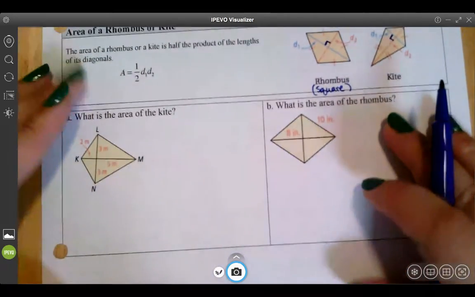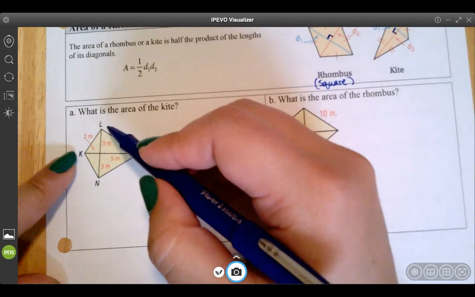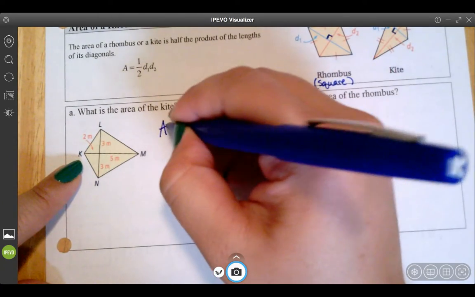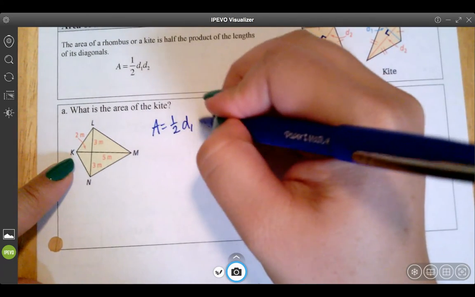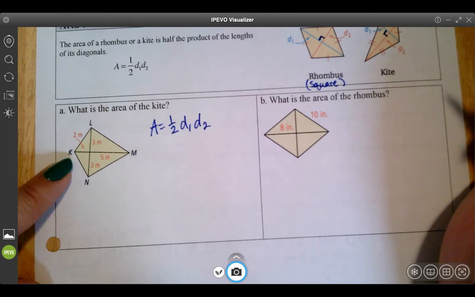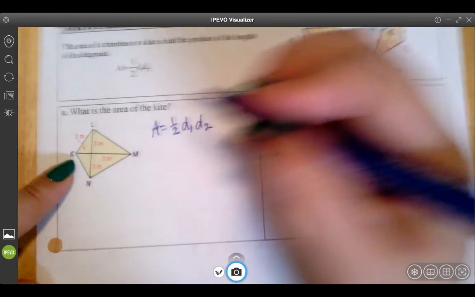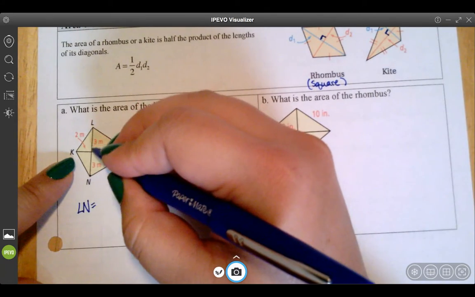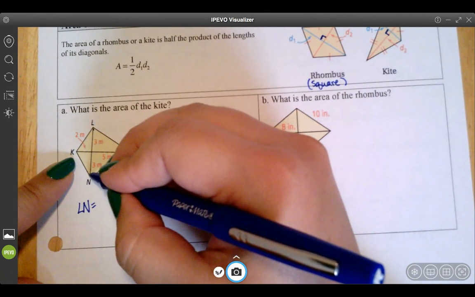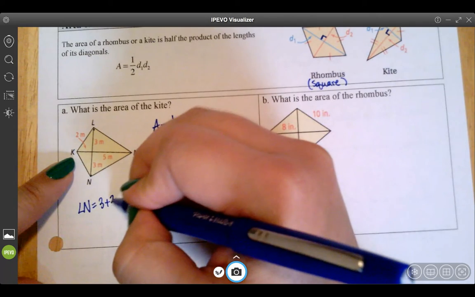So let's look at our examples. What is the area of the kite? Well, area equals 1/2, not base and height here. Now it's diagonal 1 times diagonal 2. So we need to find the lengths of our diagonals. Well, our first diagonal, LN, is 3 and 3 more. 3 plus 3 equals 6.